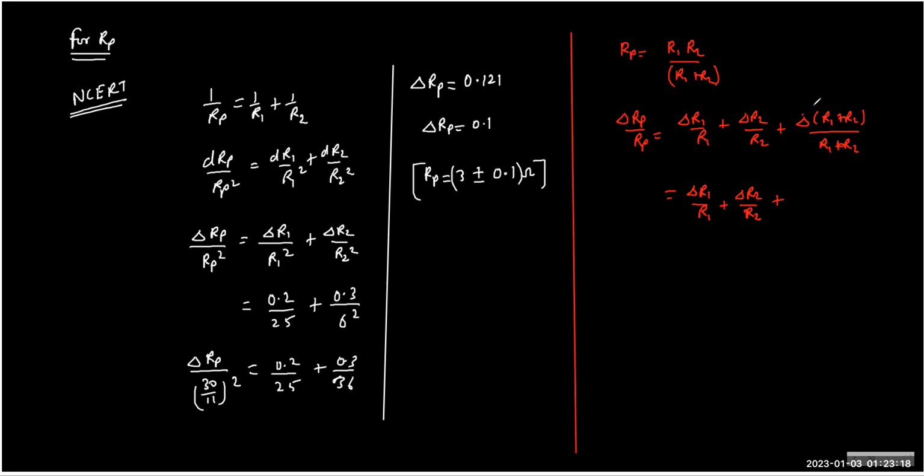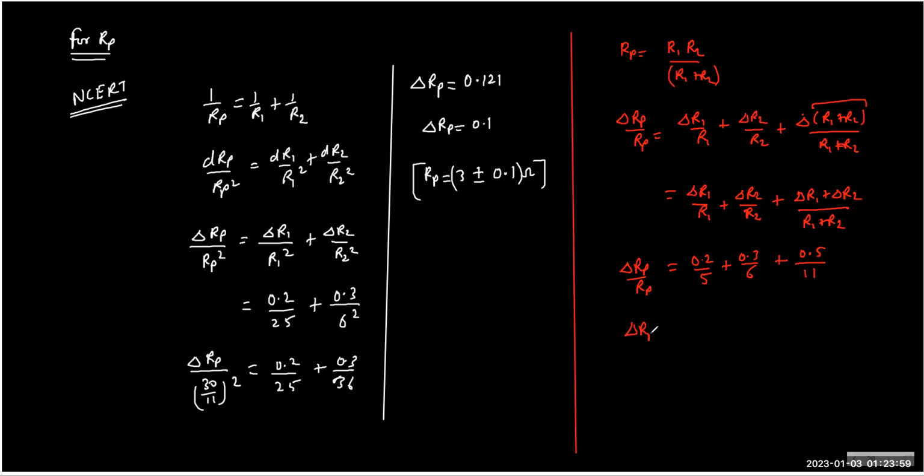And then further, look here. The error of a sum is what? Sum of errors. So delta of something is what? You're trying to find the error of the sum, and the answer is the sum of errors, isn't it? So delta R1 by R1 is 0.2 by 5, 0.3 by 6, 0.5 by 11.